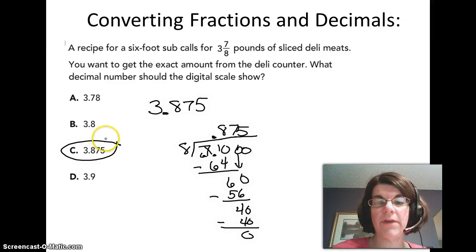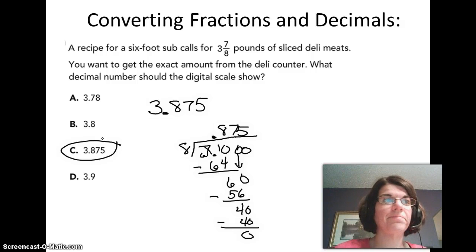Okay, so I hope you got that one right. Top in, bottom out, 7 in, 8 out. Add your decimal and divide, okay?